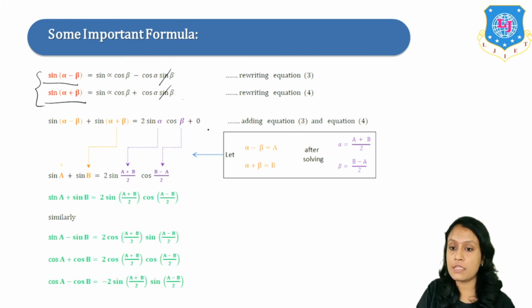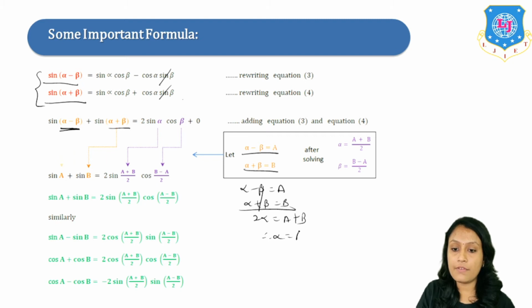So plus 0. Now in place of alpha minus beta, we'll write down A, and in place of alpha plus beta, we will write down B. So just simplify this. Alpha minus beta is A and alpha plus beta is B. These two get cancelled. So 2 alpha is A plus B. So the answer for alpha is A plus B by 2. Substitute alpha in any of these two. So you will get the answer for beta as B minus A upon 2.